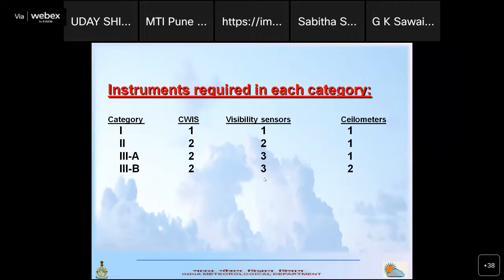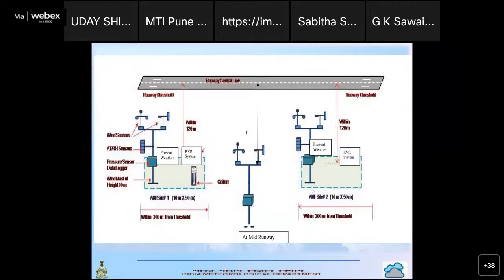In the case of an airport like IGI, where runway 29/11 is more than 5 kilometers, in the middle of the runway also they will request us to install one visibility sensor. In this way, they require 3 transmissometers to report the RVR values, the runway visual range. Up to 2 kilometers is required at either end, and the ceilometer will give the exact height of the lowest base cloud. Okay, so these are the instruments I have told you.